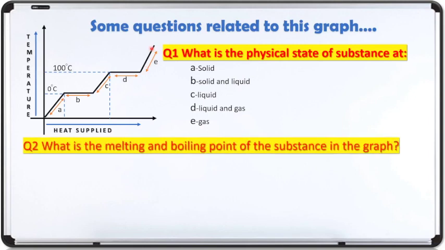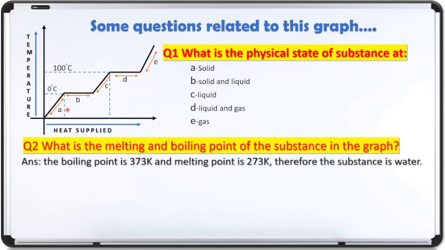What are the melting and boiling points of the substance in the graph? Melting is 0 degrees Celsius. Boiling is 100 degrees Celsius. Or we can say melting is 273 Kelvin and boiling is 373 Kelvin. So the boiling point of the substance is 373 Kelvin and the melting point is 273. Therefore, the substance is water.